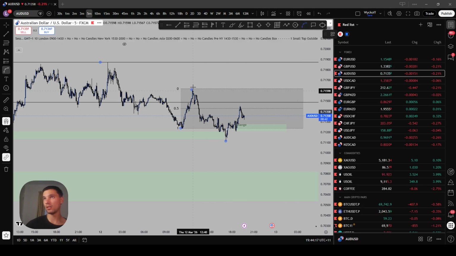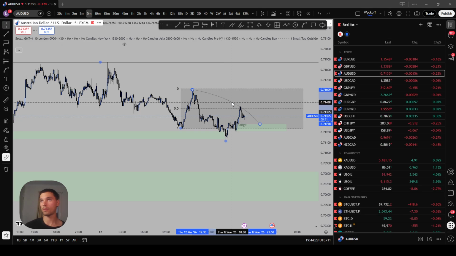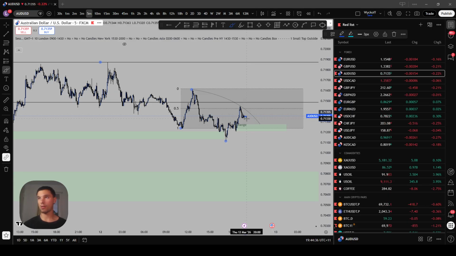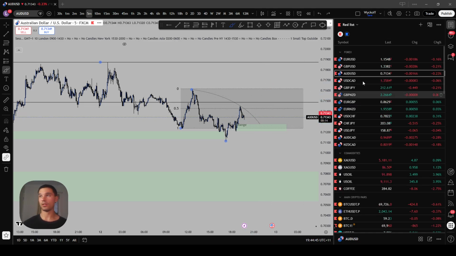Yeah, something along these lines. And we keep slowly trending down, mitigate this, and then break structure up. Not the cleanest drawing there, but you get the point.